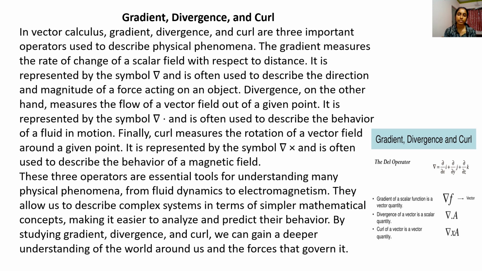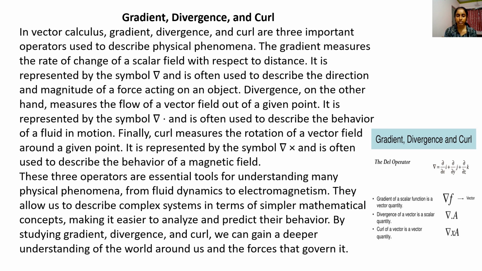Coming to gradient, divergence and curl. In vector calculus, gradient, divergence and curl are three important operators used to describe physical phenomena. The gradient measures the rate of change of a scalar field with respect to distance. It is represented by the symbol del and is often used to describe the direction and magnitude of a force acting on an object. Divergence, on the other hand, measures the flow of a vector field out of a given point.